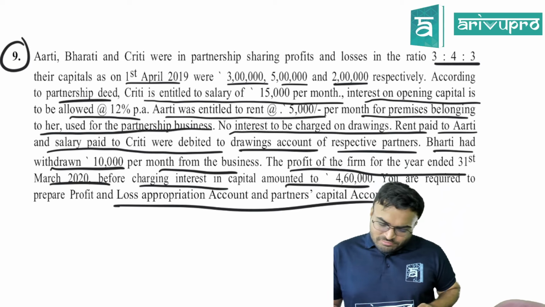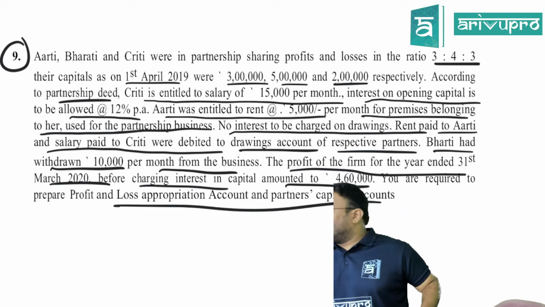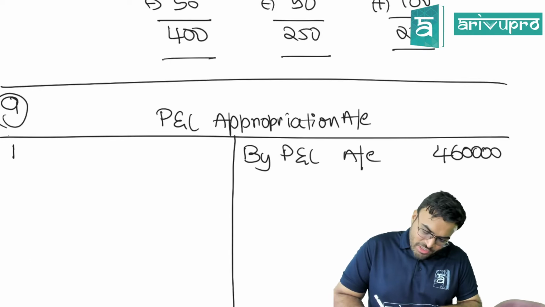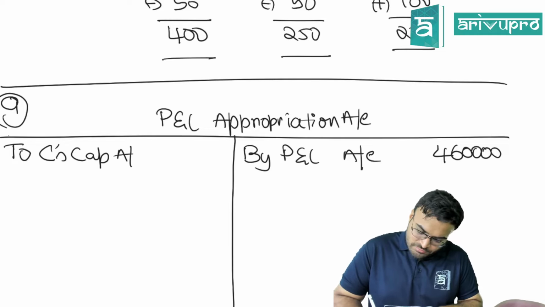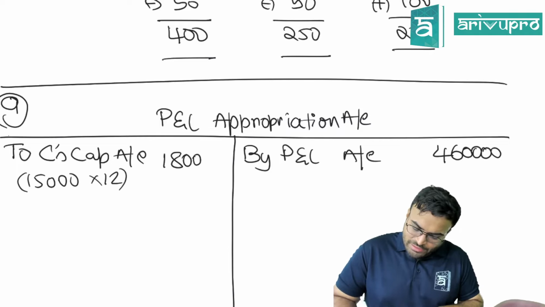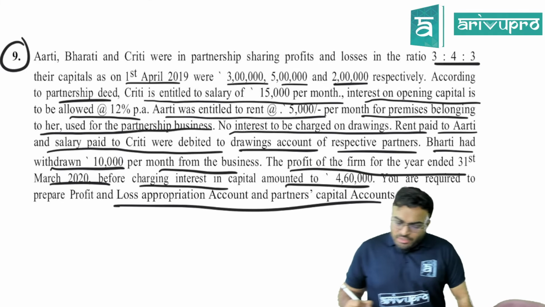What did they tell? According to the partnership deed, Kriti is entitled to a salary of 15,000 per month. So what we will do? Go into the P&L appropriation account and you will write: P&L appropriation account debited to C's capital account, 15,000 into 12, you will get 1,80,000. No confusion there. Clear?